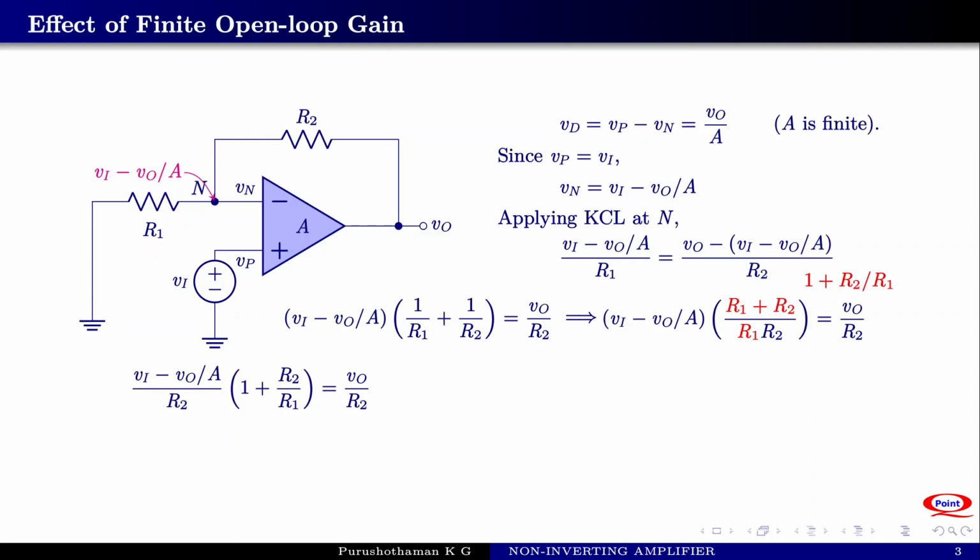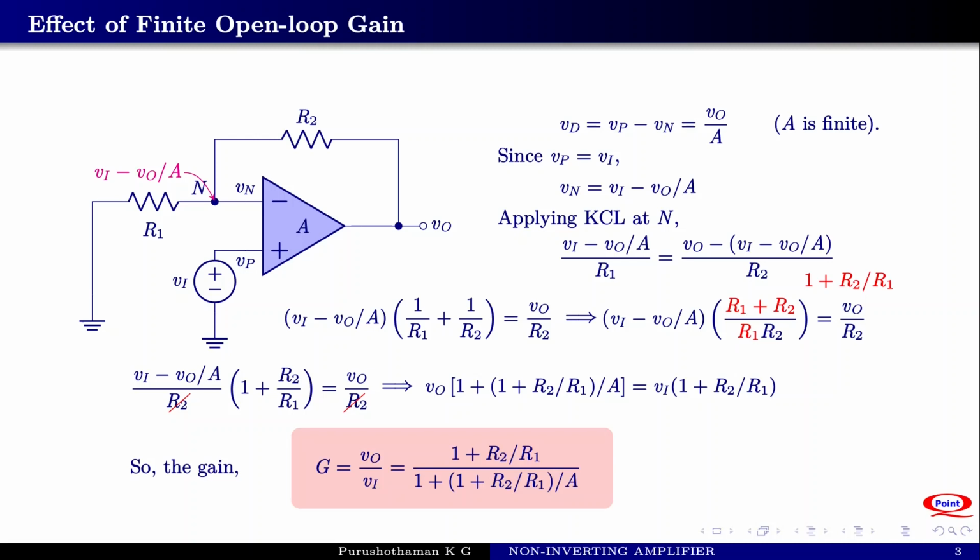Now our aim is to find Vo by Vi, so collect the terms of Vo together and Vi together and take the ratio Vo by Vi. We can cancel out R2 on both sides and this expression becomes Vo into (1 plus R2 by R1) by A equal to Vi into (1 plus R2 by R1). Simplifying, you get the expression for gain as (1 plus R2 by R1) divided by (1 plus (R2 by R1) by A).